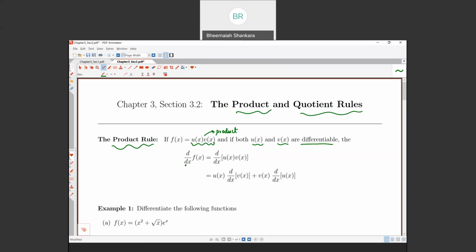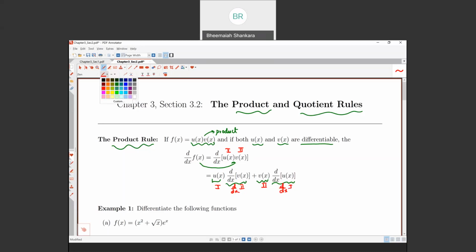Then the derivative of f of x is the derivative of u times v. So you are replacing f by u times v. So you fix the first function u and you derive the second function v. You fix the second function v and derive the first function u. So let me name this as the first function and the second function. You fix the first, derive the second, fix the second, and then you derive the first.